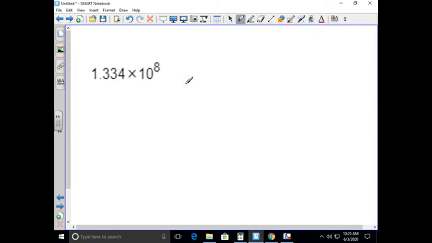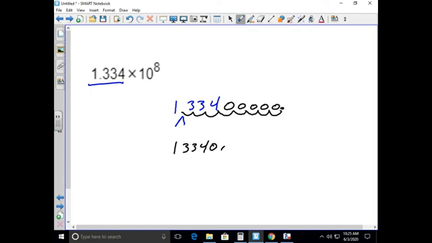Since our exponent is positive, this is a large quantity, so we need to take this number that starts with a decimal here and move the decimal in a direction so that we get a large quantity and move it 8 places. So we would need to go to the right. So if we start here, we go 1, 2, 3, 4, 5, 6, 7, 8 places. So we would end up with 1, 3, 3, 4, 0, 0, 0, 0, 0. So that's 133,400,000.